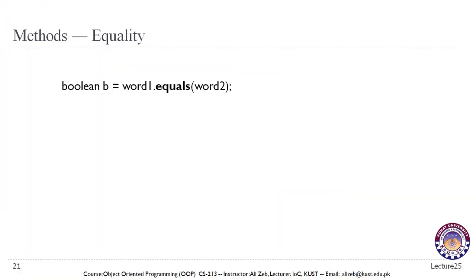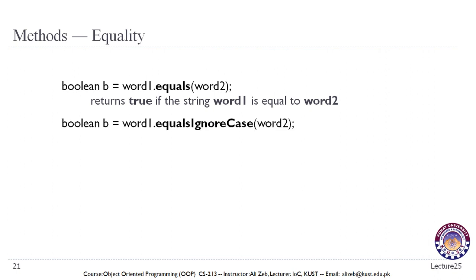We also have methods for measuring the equality of strings. Now we have this method equals, and it returns a boolean value: if word1 is equal to word2, it returns true. Boolean b, word1 equalsIgnoreCase word2, will ignore the case of the strings and try to compare if they are the same strings. Returns true if the string word1 matches word2, case blind.